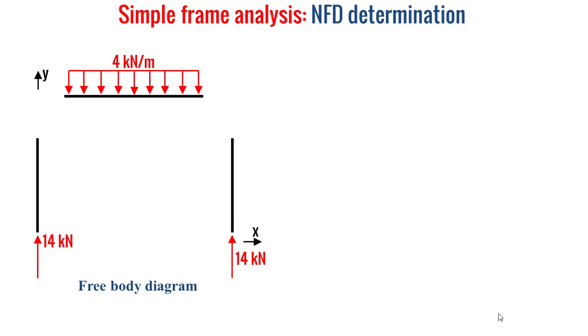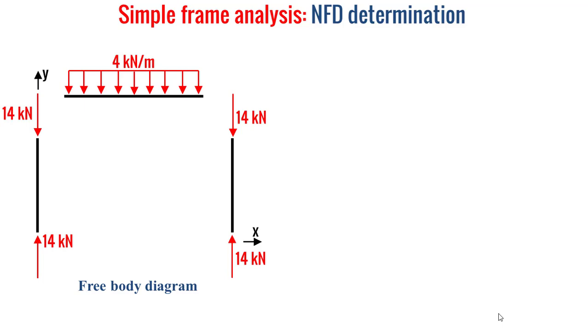Now I'll explain how to determine the normal force diagram associated to our frame. First, we explode our frame into a free body diagram, and we have the external forces applied on the columns and on the beam. In order to maintain equilibrium in the columns, we have to neutralize the 14 kilonewton applied at the bottom of the columns as normal force by another 14 kilonewton applied at the top of the column as normal force, but in the opposite direction.